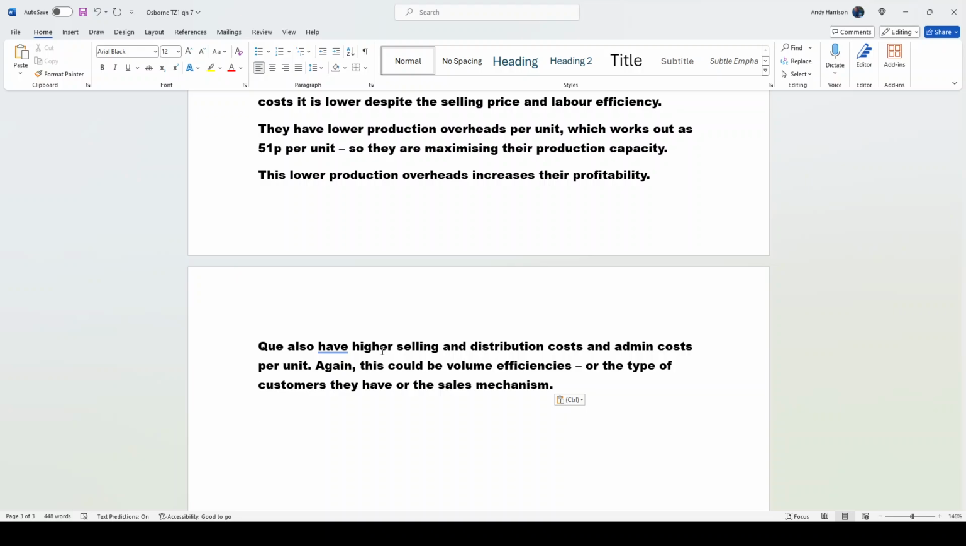There could also be different types of customers. Maybe more established, they've got customers who buy bigger volumes, therefore they're sending a lorry load full of more items, and that's the distribution cost. Or just the sales mechanism, how they actually distribute, sell, whether it's online or agents or whatever, or retailers. So there's something there. Again, lots of reasons for that. In a different day, you might be asked to suggest reasons why it's the case.